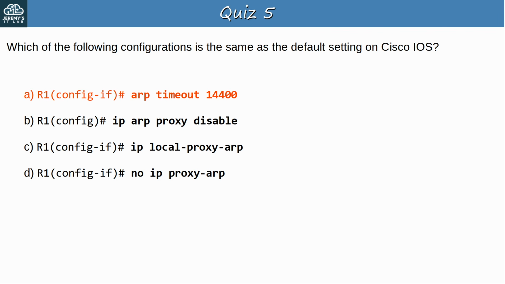B. IP ARP proxy disable globally disables Proxy ARP. However, in Cisco IOS, Proxy ARP is globally enabled by default, so this command does not reflect the default setting. C. IP local Proxy ARP enables local Proxy ARP on an interface. It is disabled by default, so this is not a default setting. And D. No IP Proxy ARP disables Proxy ARP on an interface, but it is enabled by default, so it is also not a default setting.